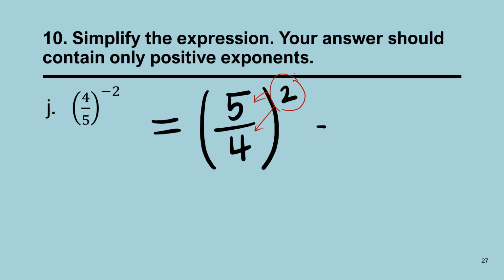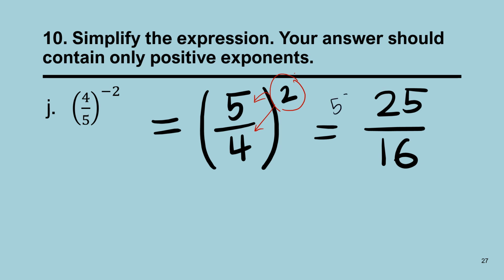So it becomes 5 squared over 4 squared, which is 25 over 16. If you want to do an intermediate step, 5 squared over 4 squared, which is 25 over 16.